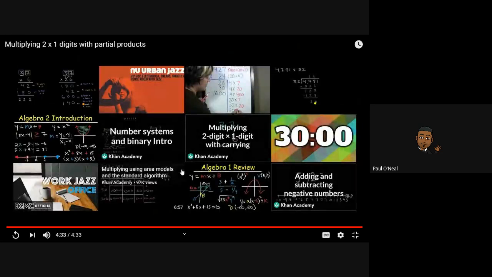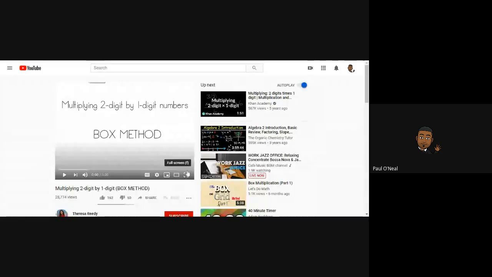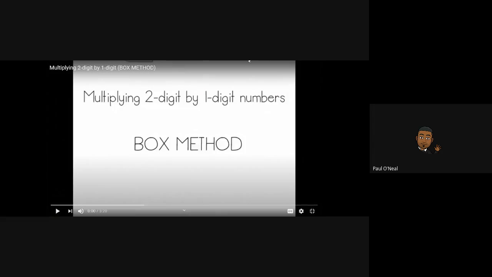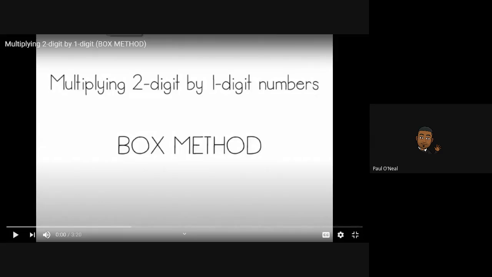All right, ladies and gentlemen, so of course that is looking at partial products. I want to show this one now. And this is looking at something called the box method, also known as the area model. All right, so let's take a look.